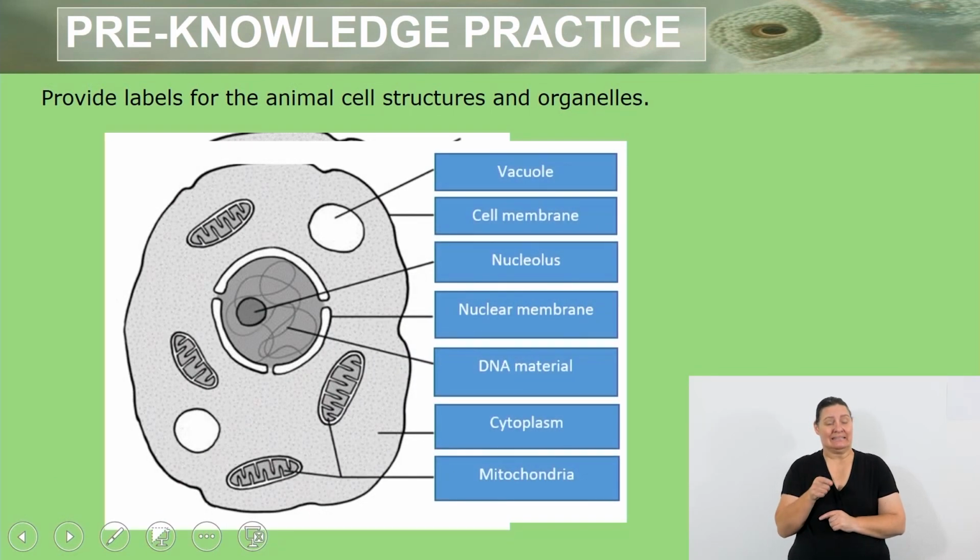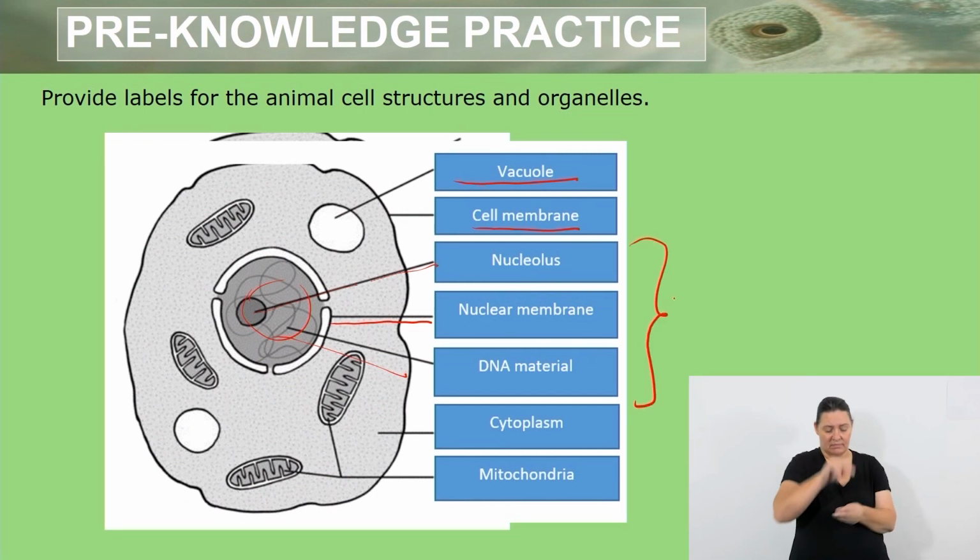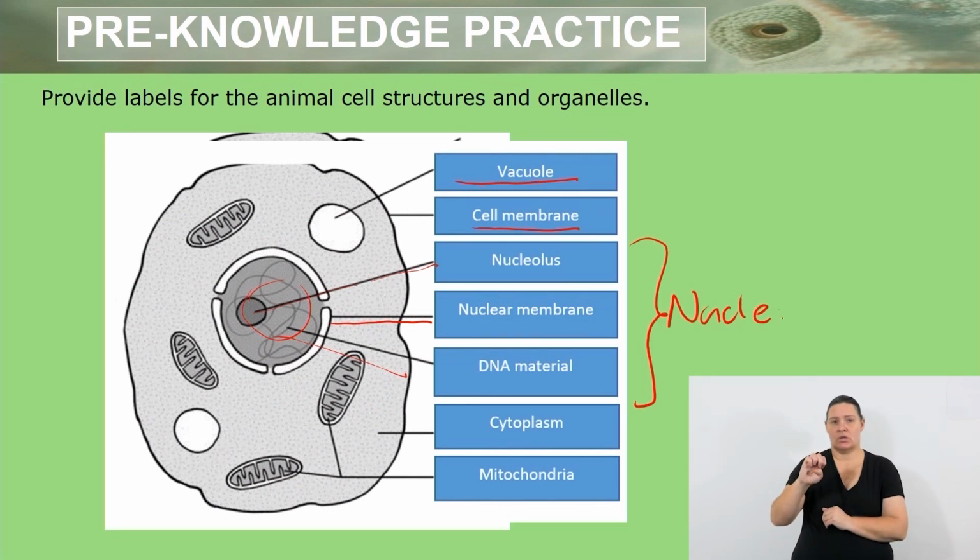So these are our labels. Basically what we are seeing here is the vacuole. That's the first organelle that we come across, the vacuole. And then we have a cell membrane, which is the outside covering of the cell. And then we have a nucleolus, which we find inside the nucleus. We also have the nuclear membrane over here, which is the membrane that covers the nucleus content. And then we have the DNA material coming from inside here. So all of these make up our nucleus.